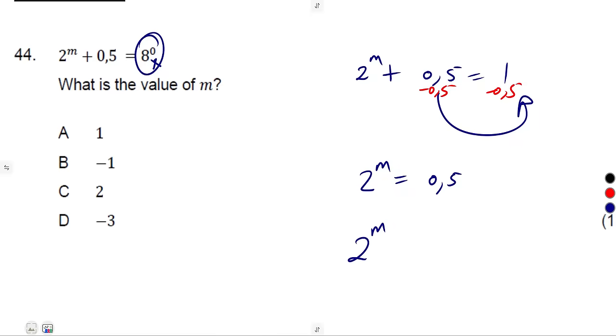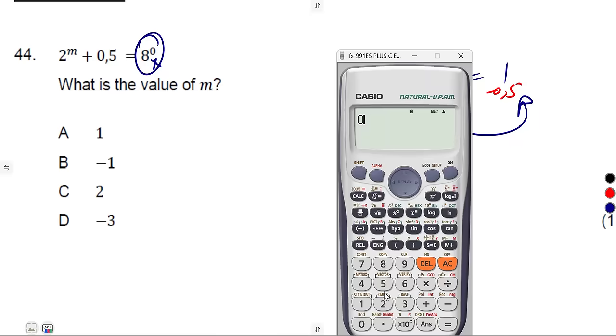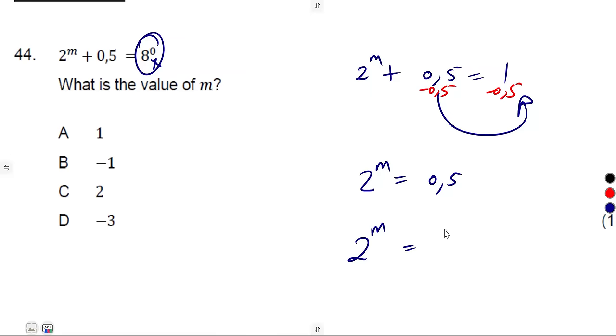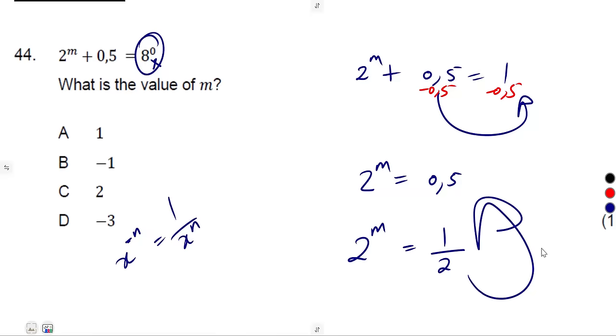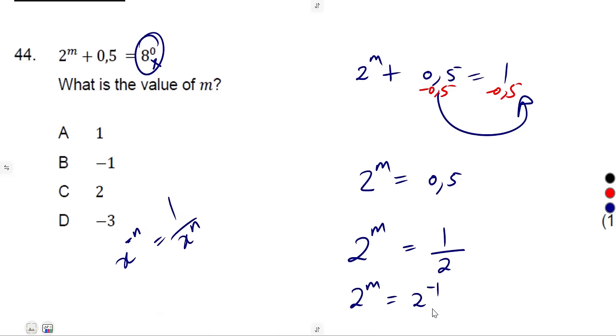Guys, 0,5 can be written as a fraction. Remember, 0,5. This is same as what? 1 over 2. X to the exponent of negative n is 1 over x to the exponent of n. So rewrite this in the base of 2. It is same as what? 2 to the exponent of -1.